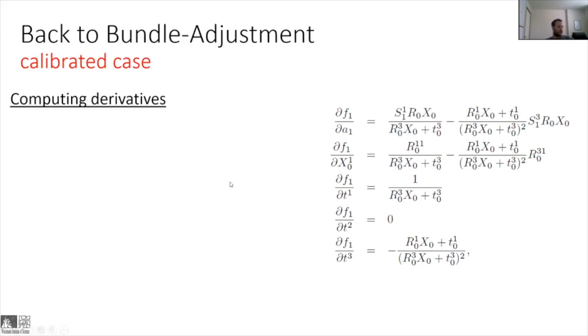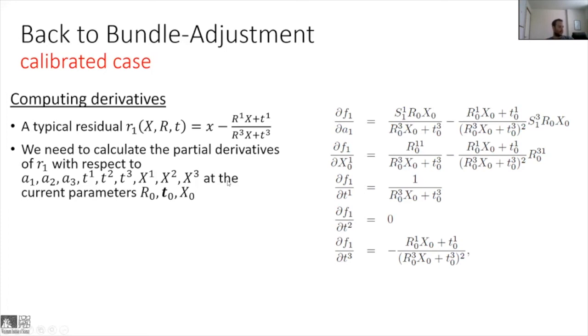Now we compute the derivatives of this thing. Actually, it's not very important; you can take a look afterwards at the exact form of the derivatives. But in general, for each residual, we need to calculate the partial derivatives with respect to A1, A2, and A3, which are our rotation parameters, and T1, T2, T3, which are the location parameters, and the entries of the 3D points, right?